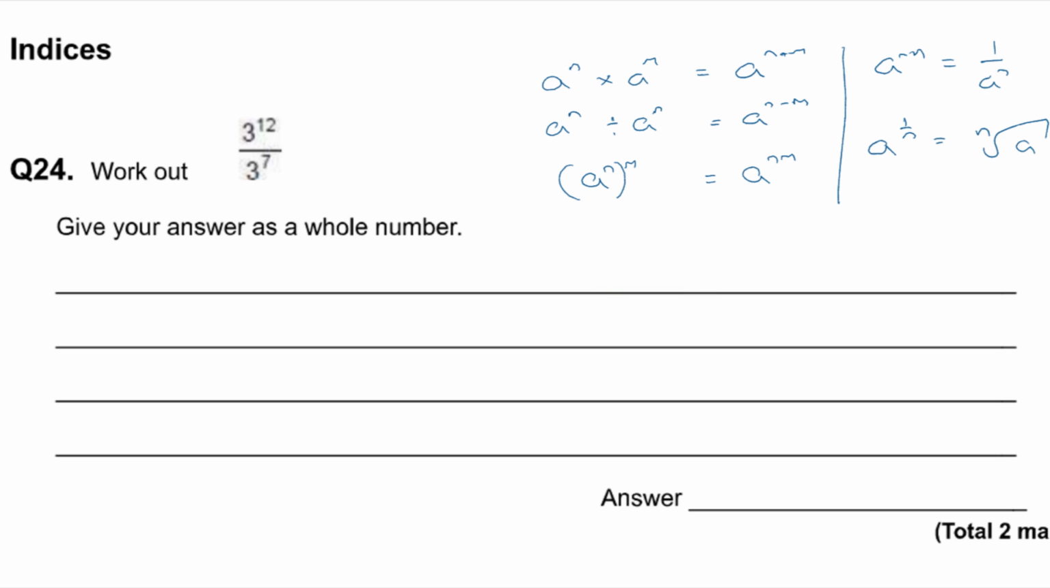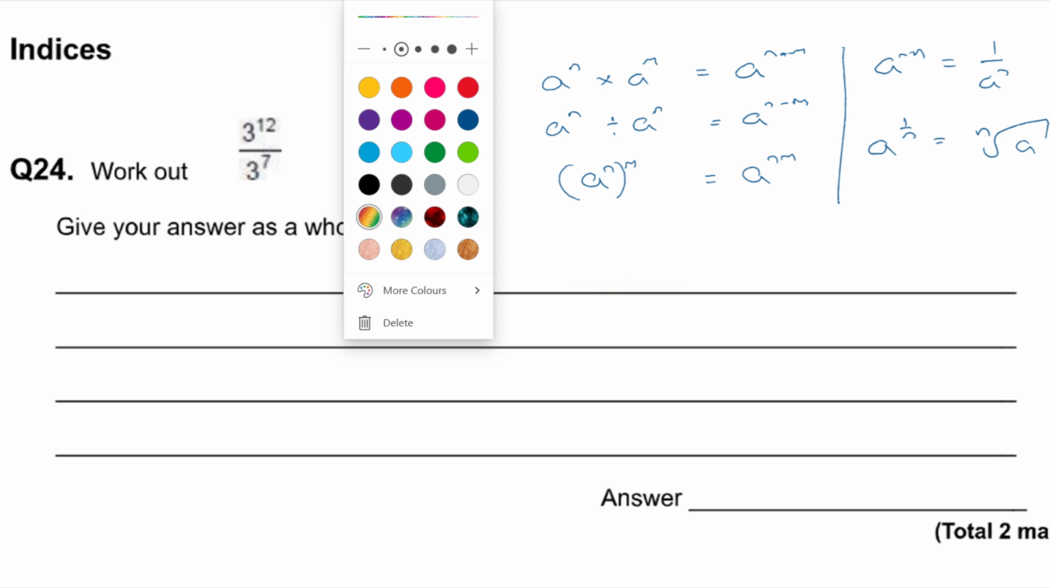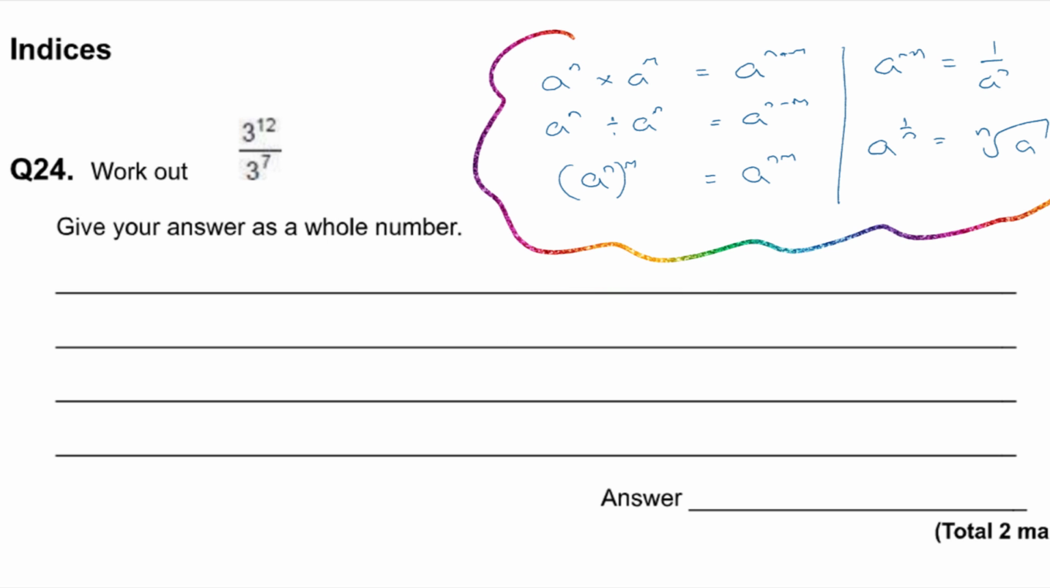That's a bit chunky. Let's just try that again. Woo! Okay, rainbow pen. So yeah, that's the info we need for this topic. Let's go through the questions.